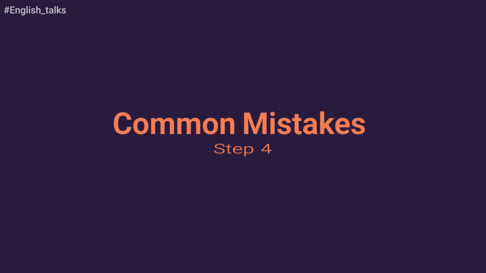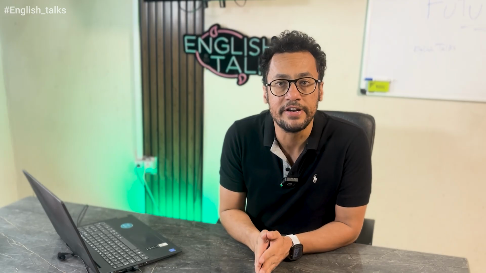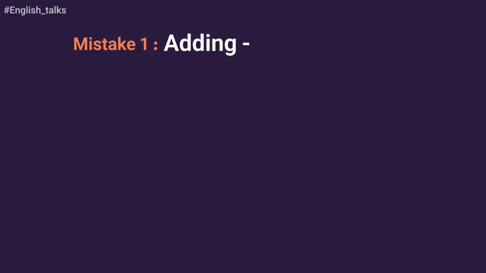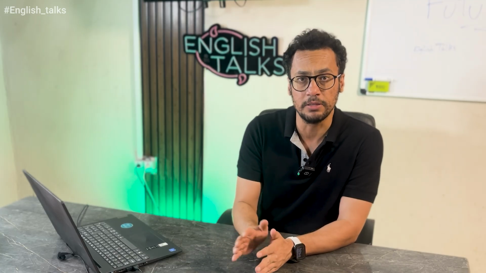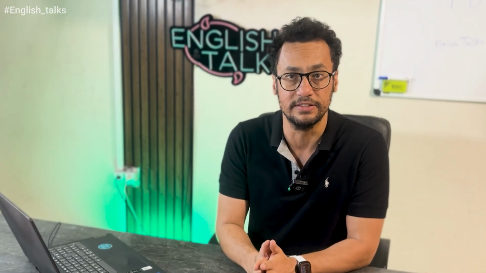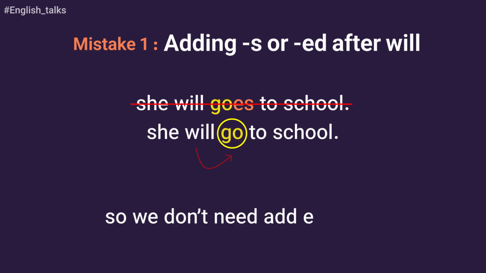Very good guys. Let's go for common mistakes learners make with future simple. Number 1, adding s or ed after will. She wills goes to school is wrong. She will go to school is correct. The verb after will is always in the base form. No matter the subject, will always shows the tense, so we don't need to add endings.